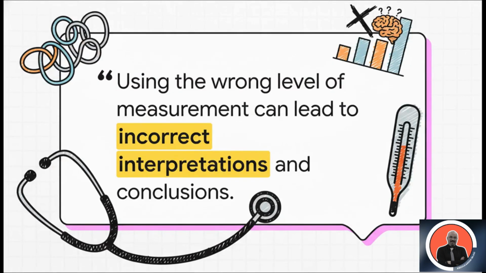So here's the crucial takeaway. Getting the level of measurement wrong isn't just some abstract statistical mistake. It's a clinical one. It is exactly like trying to take a patient's temperature with a stethoscope. It just won't work, and the information you get will be completely meaningless, which can lead to really bad decisions.